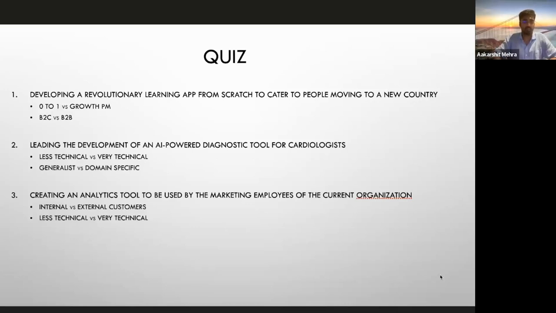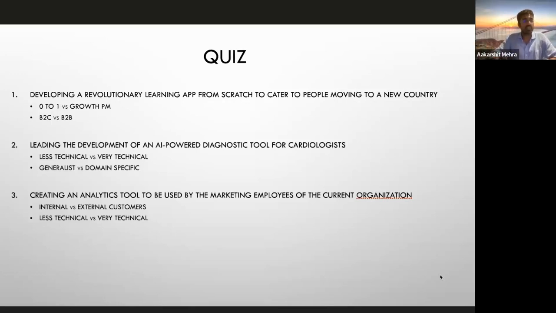The first one is developing a revolutionary learning app from scratch to cater to people moving to a new country. Now, is this a 0 to 1 PM role? Is this a growth PM role? Is this a B2C PM role? Or is this a B2B PM role? We'll obviously learn about the answers on the next slide, but feel free to guess, take an attempt before we get there.